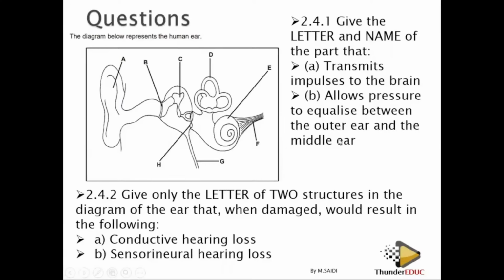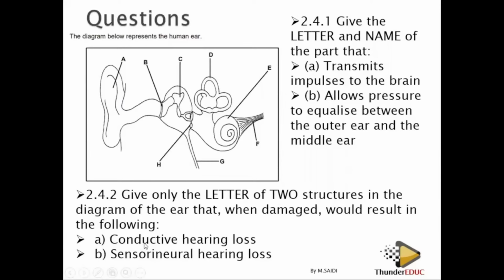Next: allow pressure to equalize between the outer ear and the middle ear. It means it equalizes pressure on either side of the tympanic membrane. That's the part they are looking for. So the answer is G, the eustachian tube. Next: give only the letters of two structures in the diagram of the ear that, when damaged, would result in the following.